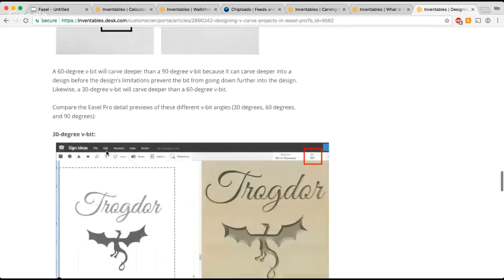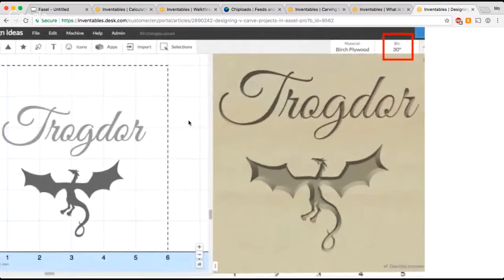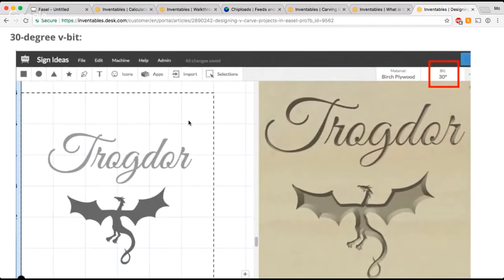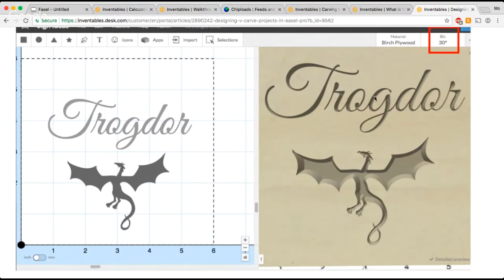If I scroll down here, there are a few different examples of what that might look like. This picture here is a 30-degree V-bit, and I set this up in Easel Pro. You can see there's a lot of bottoming out here because the bit is able to carve down deeper, because the edges are steeper.